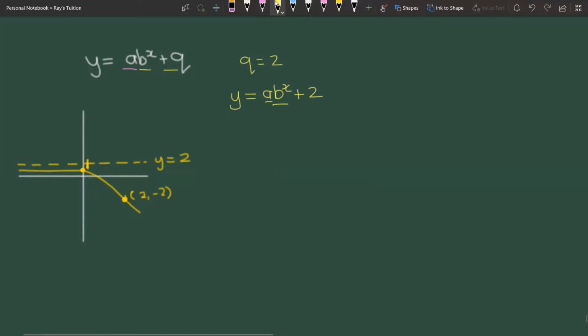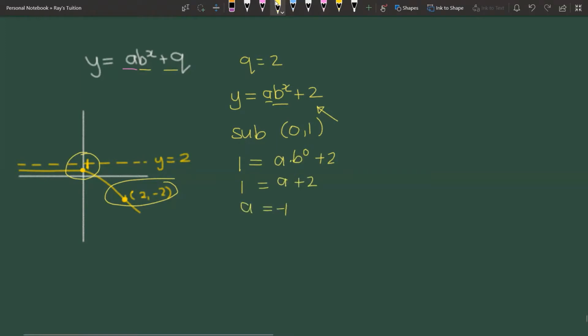Looking at our graph, we can see 2 points that we were given. So let us substitute each of them. Let us start with the y-intercept, which is (0, 1). We're going to substitute it in the equation. So we have 1 is equal to a times b to the power of 0 plus 2. b to the power of 0 is 1, so that just becomes a plus 2. Taking the 2 over, we get a is negative 1. So now our equation is y is equal to negative b to the power of x plus 2.